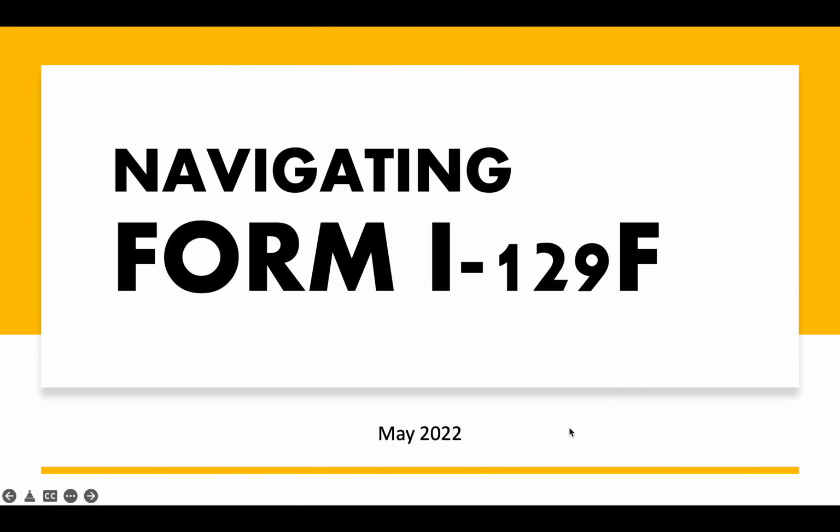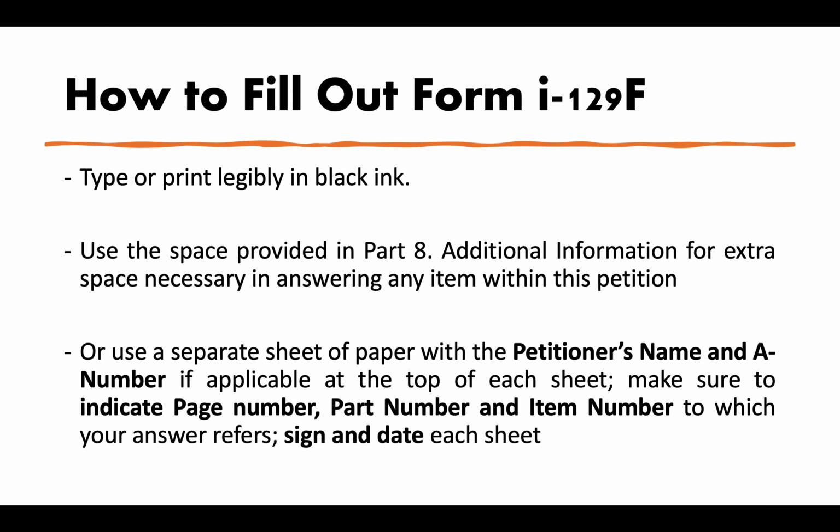Navigating Form I-129F. Let's start with a few reminders of how to fill out Form I-129F. You can either type or print legibly in black ink, so you can use your PDF reader, or you can print and write on the physical copy of the form. If you need extra space to complete any item within this petition, use the space provided in Part 8, Additional Information, or attach a separate sheet of paper.